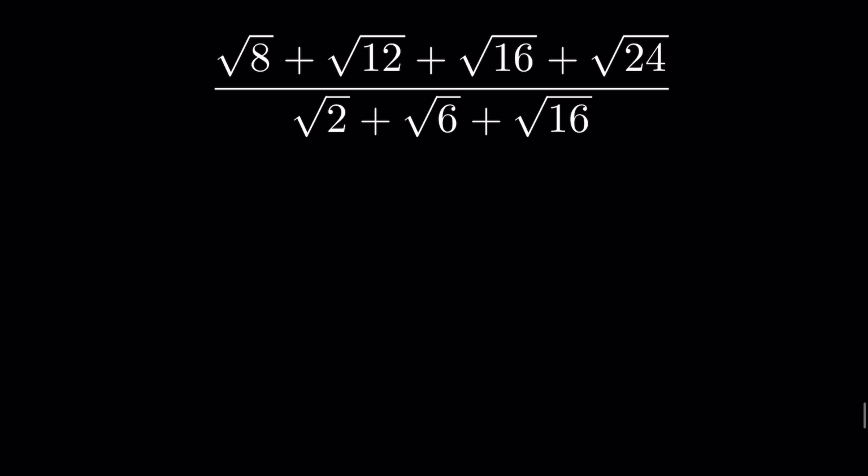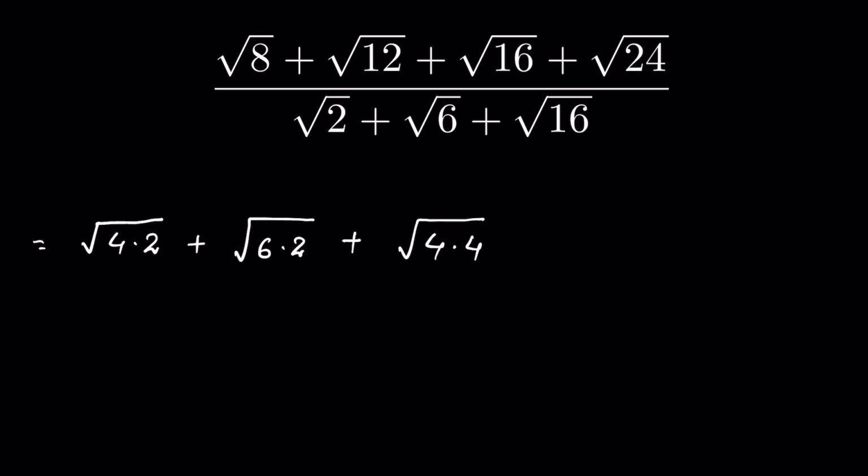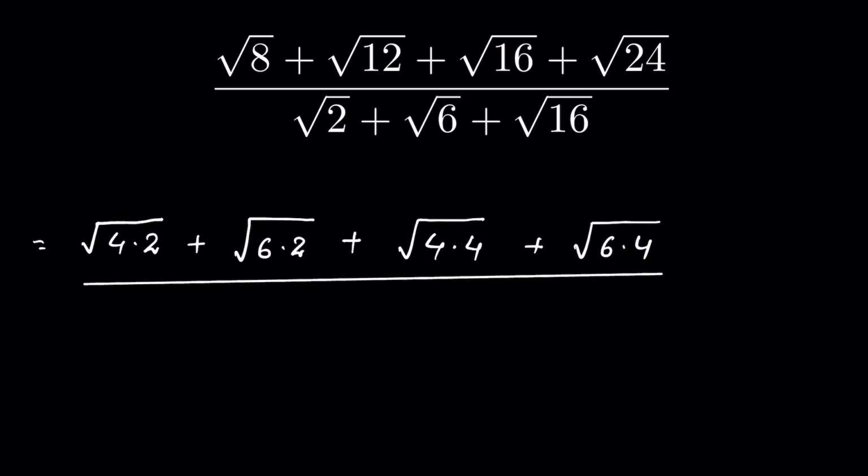Let's try. So square root of 8, we can write it as 4 times 2 under square root, then plus square root of 12 as 6 times 2 under square root, plus square root of 16 as 4 times 4 under square root, plus square root of 24 as 6 times 4 under square root, upon square root of 2 plus square root of 6 plus square root of 16 as 4 times 4 under square root.